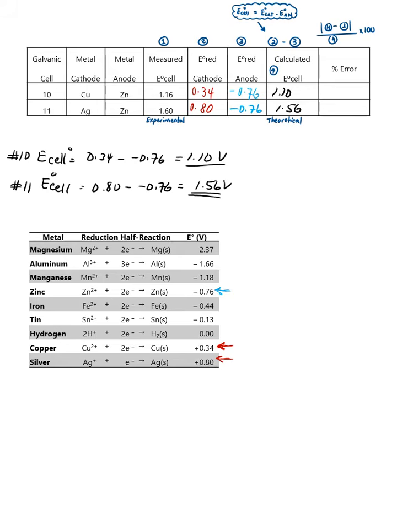Now to calculate the percent error, what you're doing is the number 4, which is your theoretical value, minus what you have in number 1, which is the experimental value, divided by your theoretical value again times 100. Whatever number you're getting, it has to be a positive number because this is the absolute value of your number.